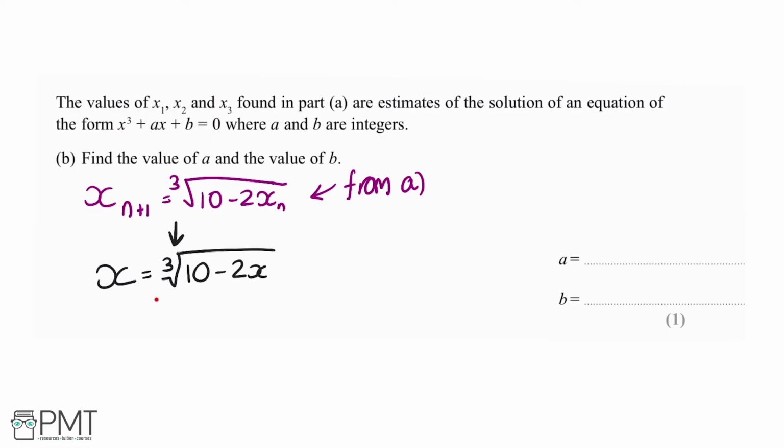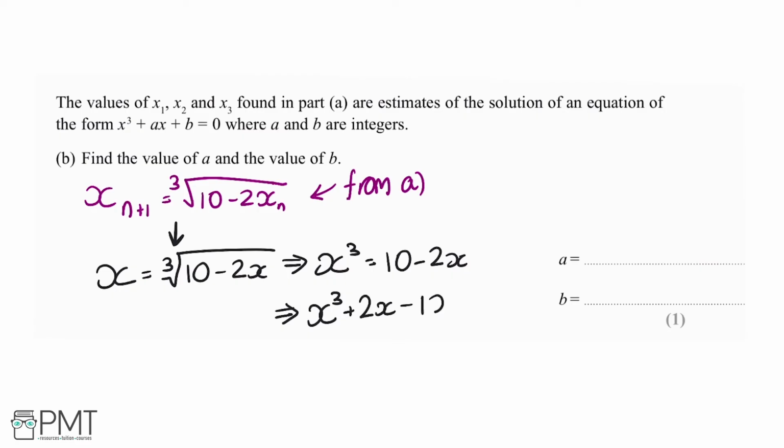Now I'm going to rearrange it. So if I cube both sides, we're going to have x cubed equals 10 minus 2x. If I add 2x to both sides and take away 10, we're going to have x cubed plus 2x minus 10 equals 0. And we're told in the question we're looking for something of the form x cubed plus ax plus b equals 0. And that's good because we got something of that form. We've got x cubed plus 2x plus minus 10 equals 0.